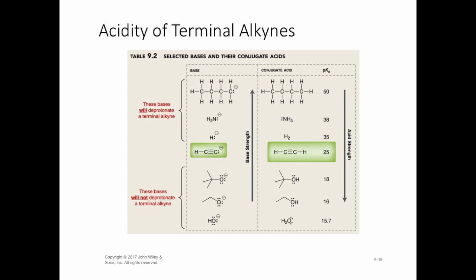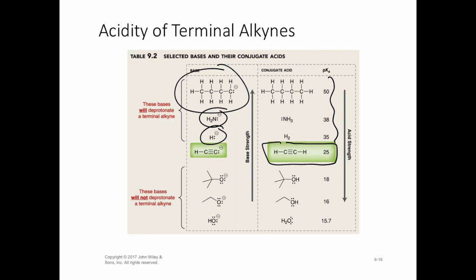something, we would compare the pKa of the starting acid and the conjugate acid. So if the conjugate acid is weaker than the starting acid, then the equilibrium would favor the products. So here we have acetylene, and all of the acids above it, these are weaker than it because they have higher pKa values. So the corresponding bases that they came from would be strong enough to deprotonate acetylene.